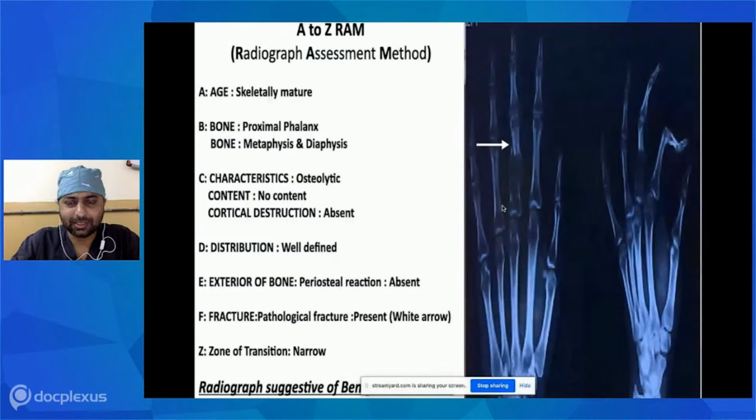Fourth example, a lesion in the finger, which is again well defined with a pathological fracture. So most probably a benign bone tumor, most probably an enchondroma or giant cell tumor.